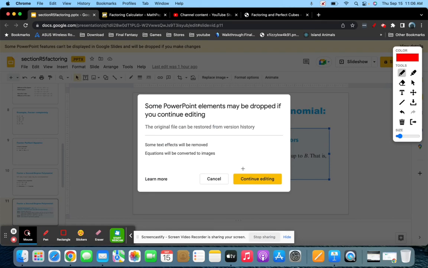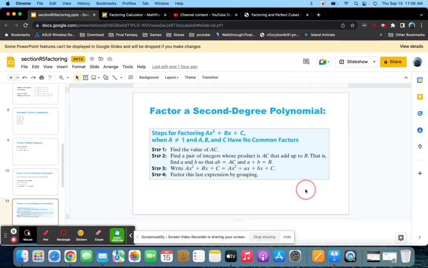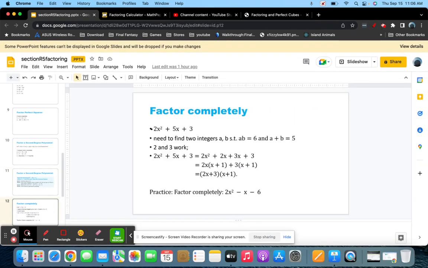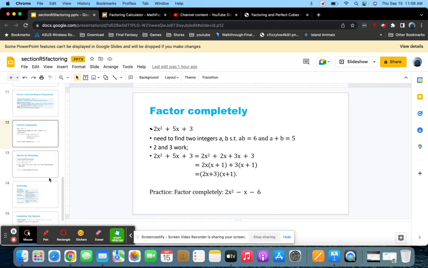So let's see for the next one. All right, 2x squared plus 5x plus 3. So we need to see, 2 times 3 is 6. What multiplies together to get 6, but adds together to get 5? And that'd be 2 and 3. Sorry, 2 and 3 multiply together to get 6 and add to get 5. And so I break it down into the middle section right there.